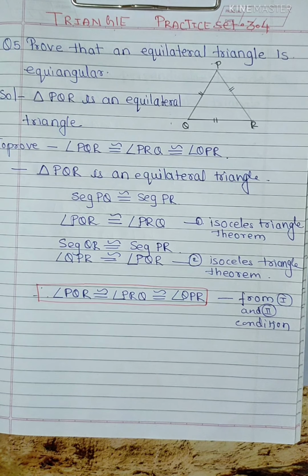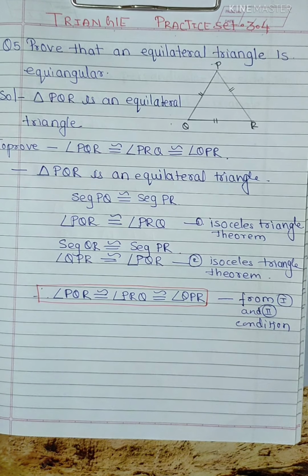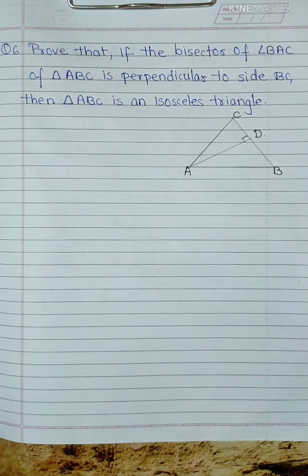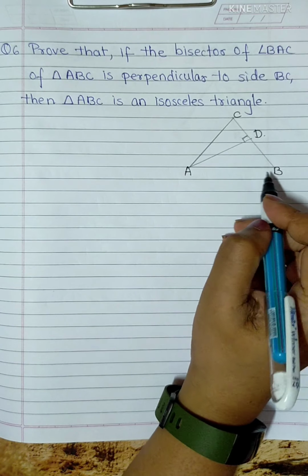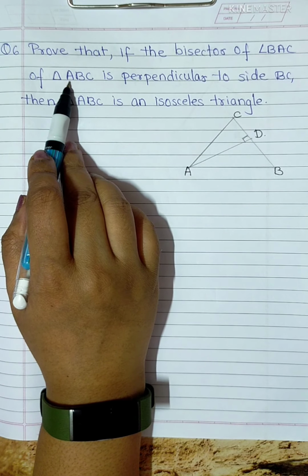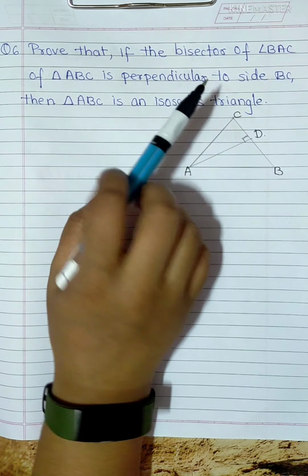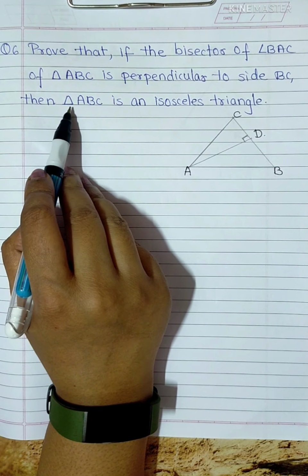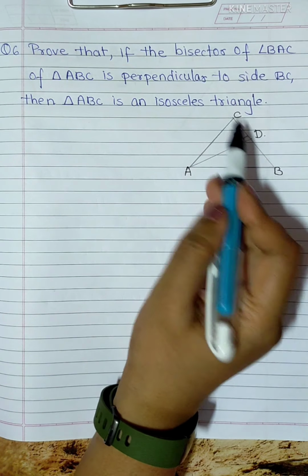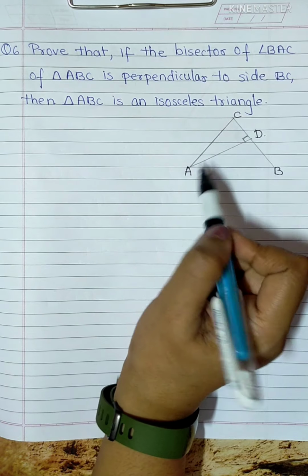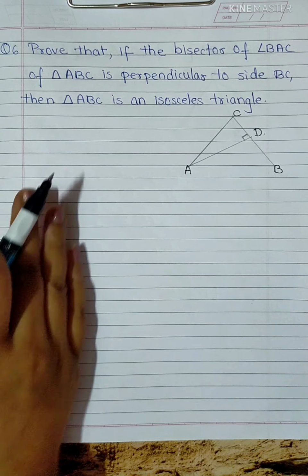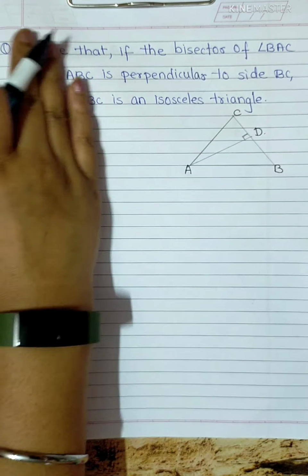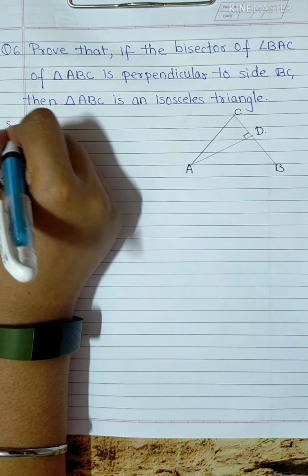Now we are going to solve practice set 3.4 question number 6. Now question number 6 is given. Prove that if the bisector of angle BAC of triangle ABC is perpendicular to side BC, then triangle ABC is an isosceles triangle. So we have to prove that this is an isosceles triangle. So we will start with the given condition. So I am writing.